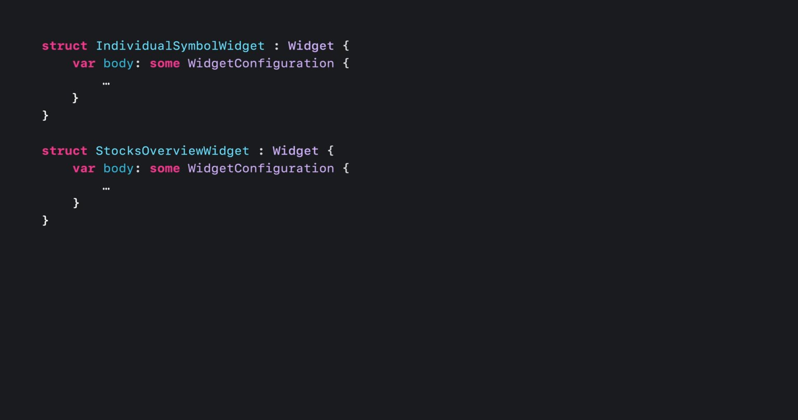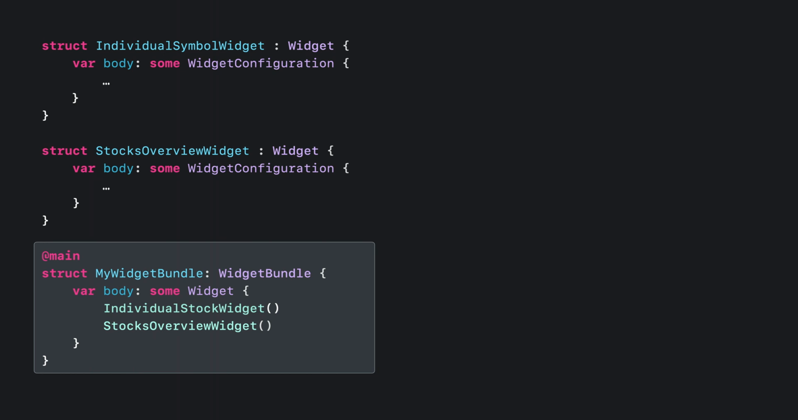Using that Stocks example from before, here I have a symbol widget and an overview widget in the top left. To publish these, you just return the different widget configurations in a widget bundle object and include the app main attribute to the widget bundle. It's that easy. Note that the order that widgets are defined in the bundle is also very important. This order reflects how your widgets will appear in the widget gallery. So make sure that the first widget listed is your hero use case.